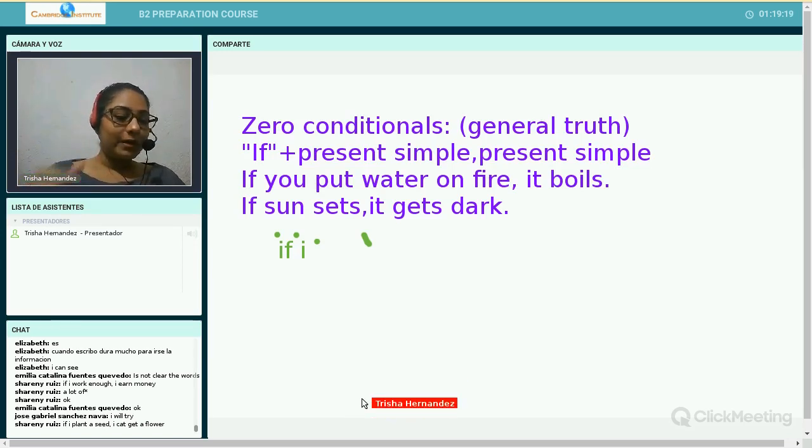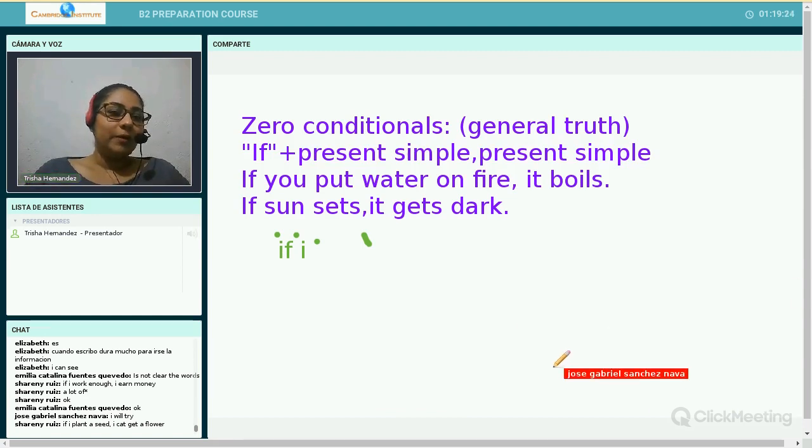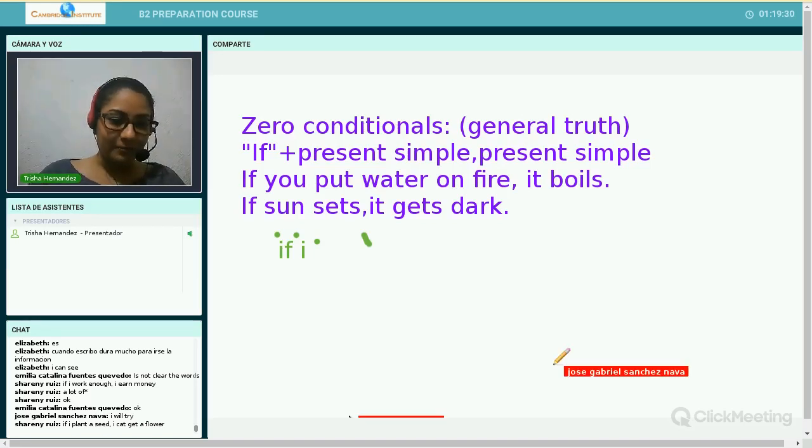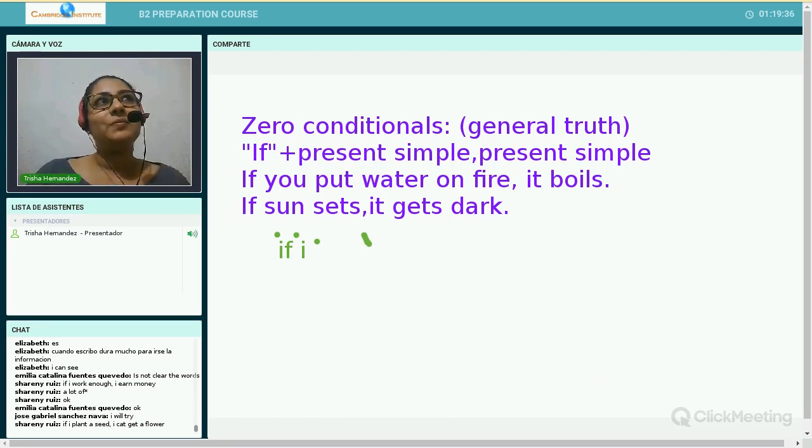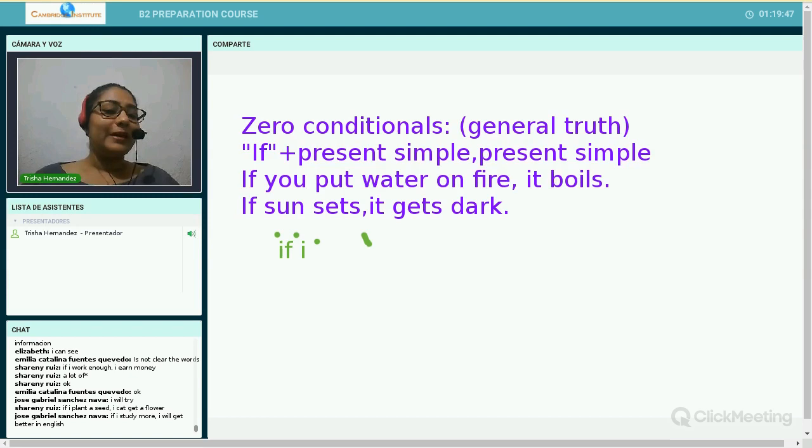Okay? What happened with the seed? If you say, if I plant a seed, I can get a flower. Yes, but what if I plant a seed and I get a tree or a bush? I can get other things from a seed, right? It has to be a thing that cannot be different for anyone. Like, for example, this doesn't look like a general truth, but it is. If you eat too much, you get fat, right? It doesn't matter if you have a fast metabolism. If you eat a lot, you get fat.